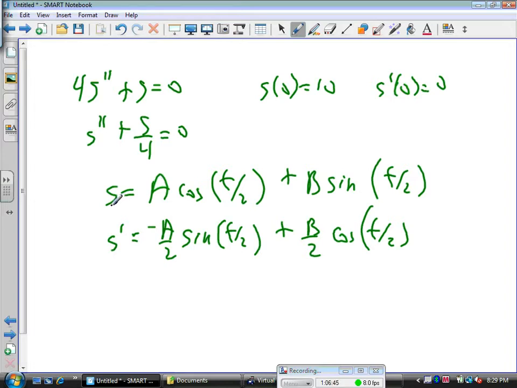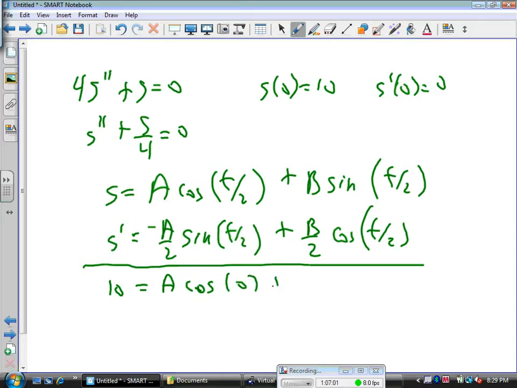What's the only S value we got? 10 when t is 0. So I'll do that down here. S is 10 when t is 0. Now the initial conditions don't always have to be at 0, but it's nice because things zero out. 0 over 2 is just 0. It'll still work if it's not 0. We'll get there.